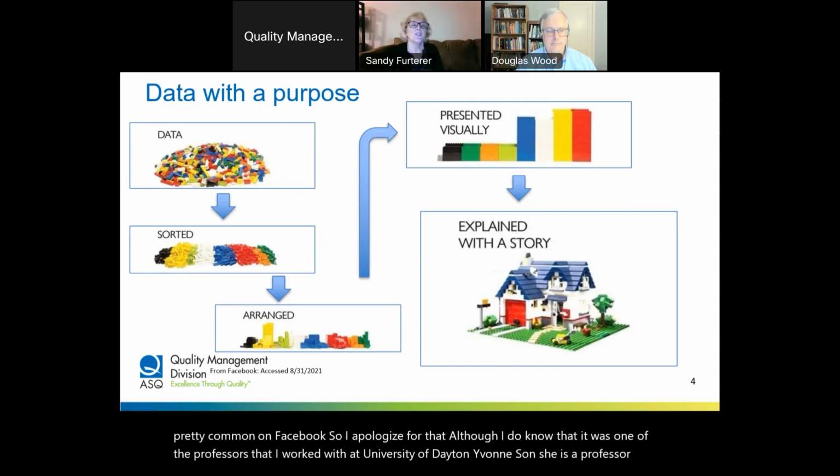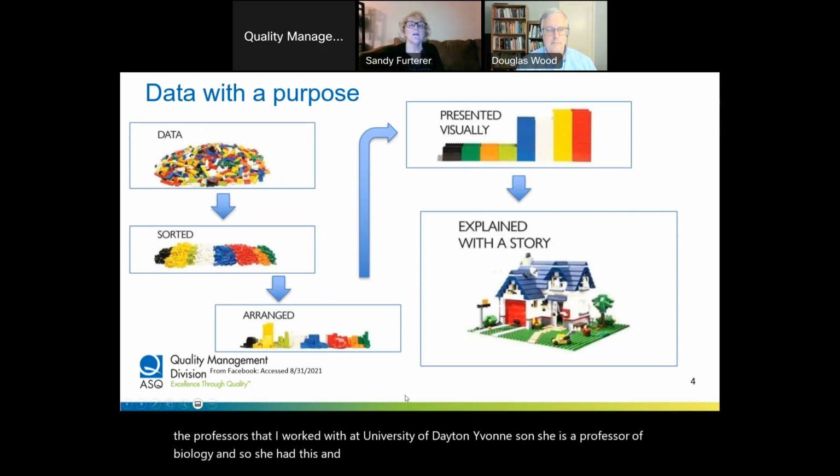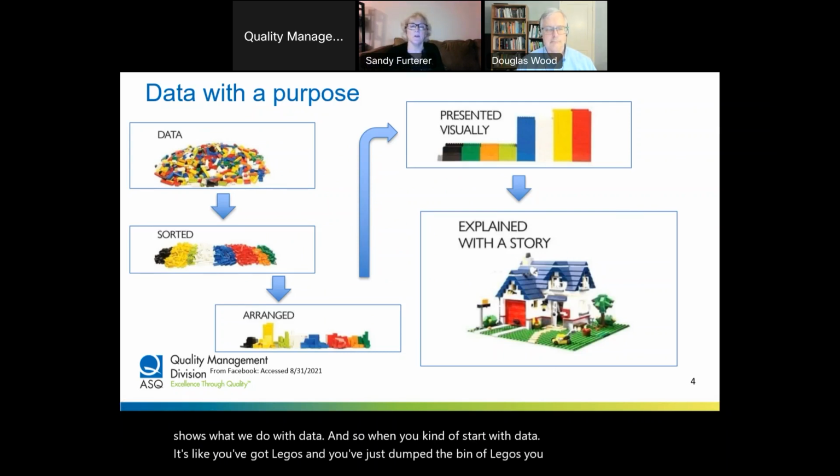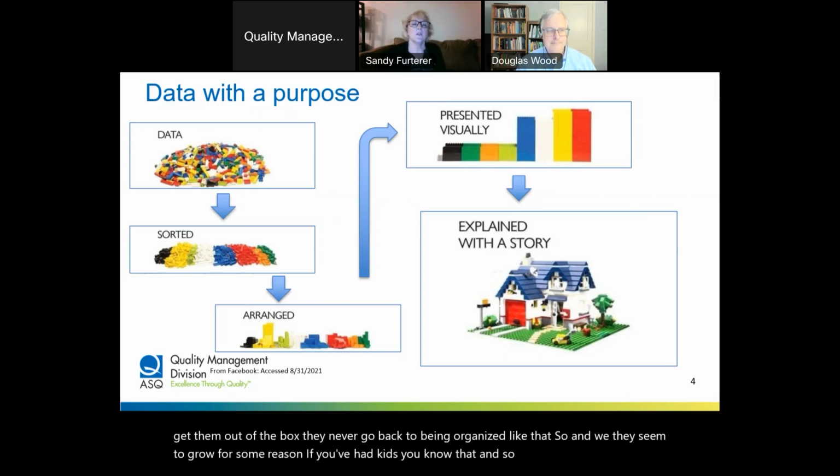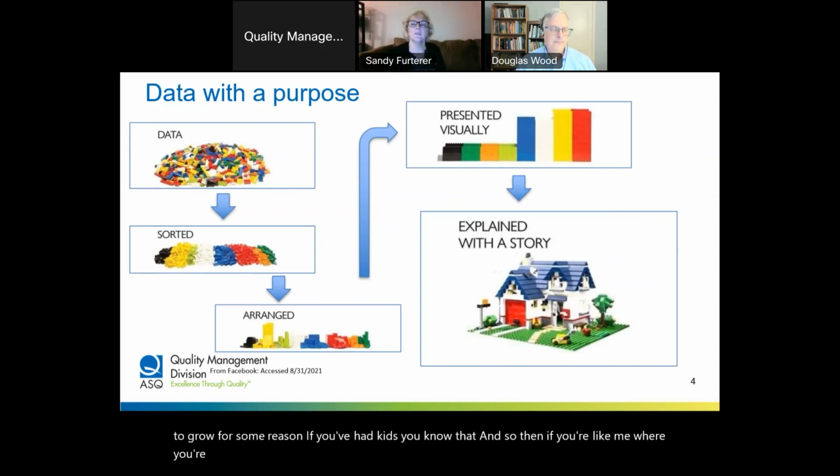And so she had this, and I thought this was a really neat graphic that really shows what we do with data. When you start with data, it's like you've got Legos and you've just dumped the bin of Legos. You know that once you get them out of the box, they never go back to being organized like that. And they seem to grow for some reason. If you've had kids, you know that. And then if you're like me, where you're a little OCD, you might put them into organized piles.